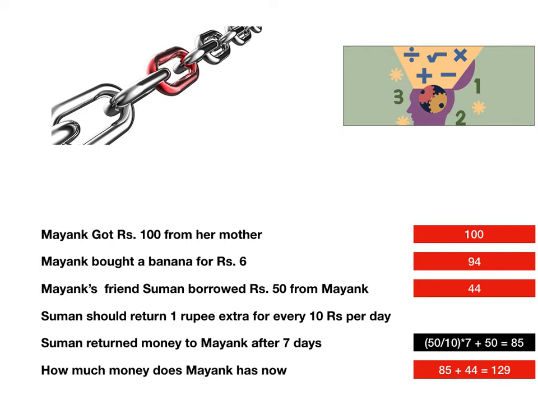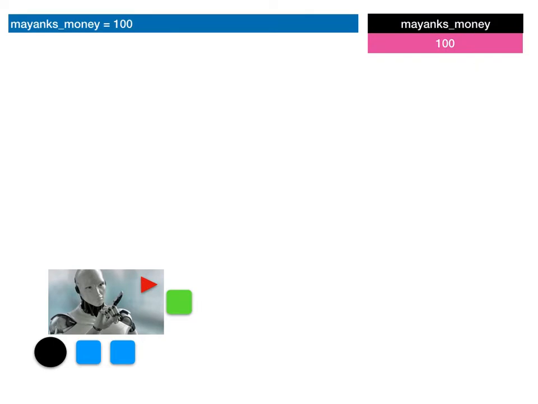But before we get into the computer program, we'll try to understand how this would work when we use a computer. So once again, our obedient friend, the computer, is here, and it's like a robot. As we said earlier, it's going to do what we want it to do. Initially, we asked that we want Mayank to have rupees 100. We said Mayank's money is equal to 100.